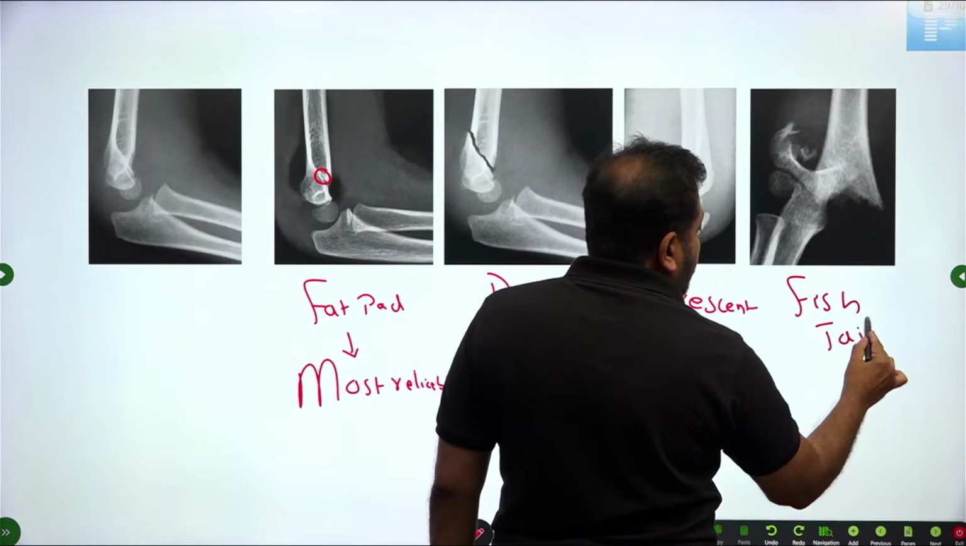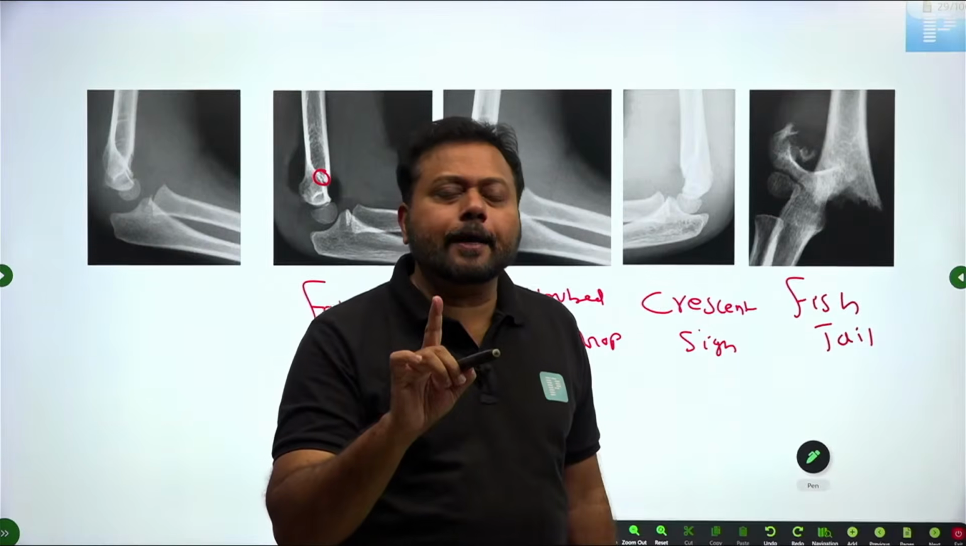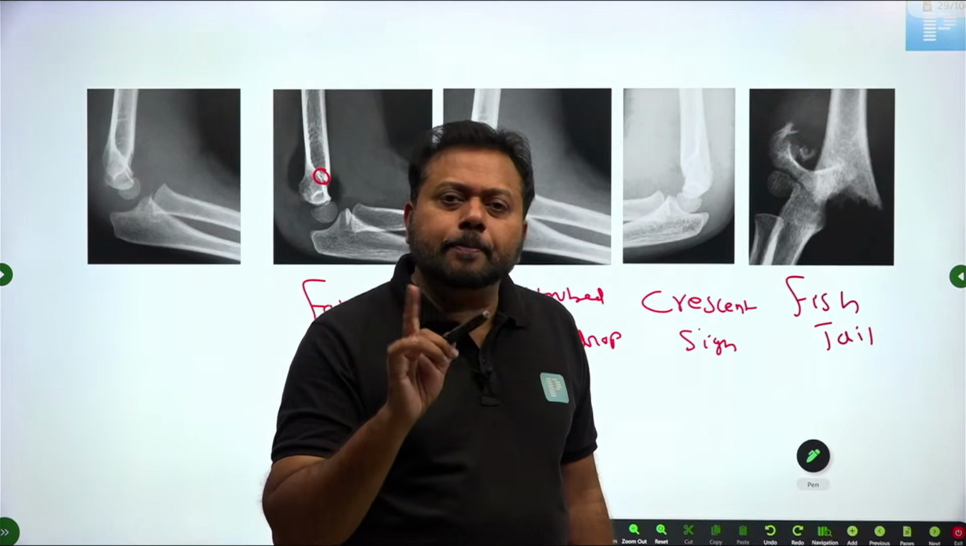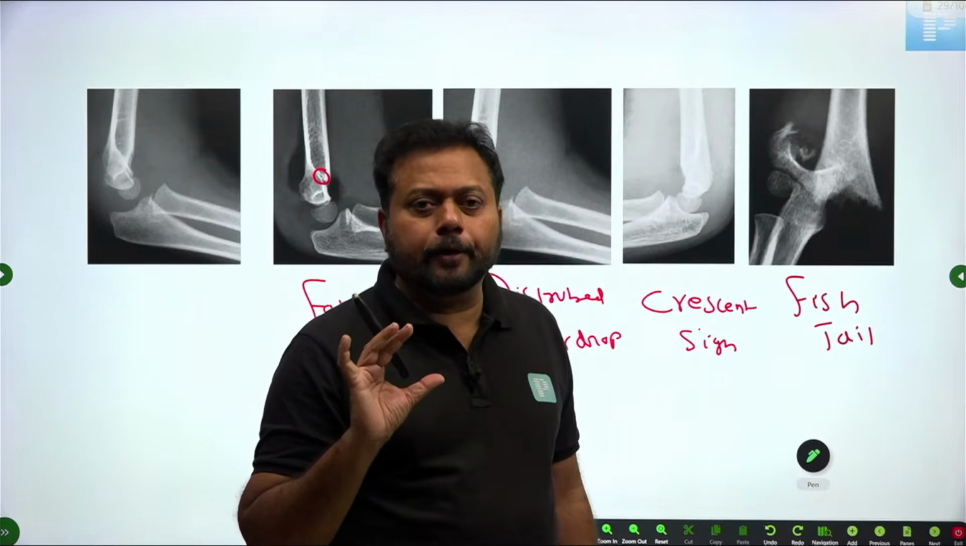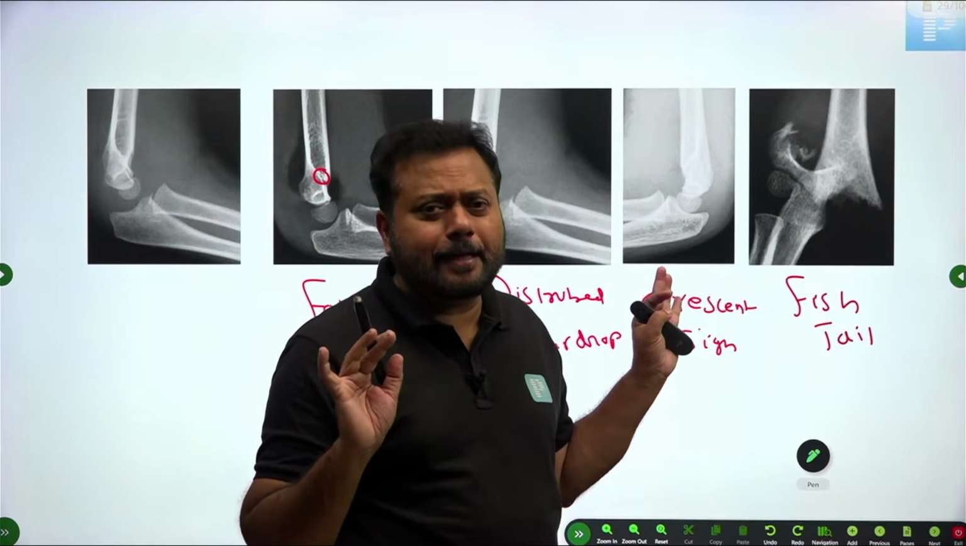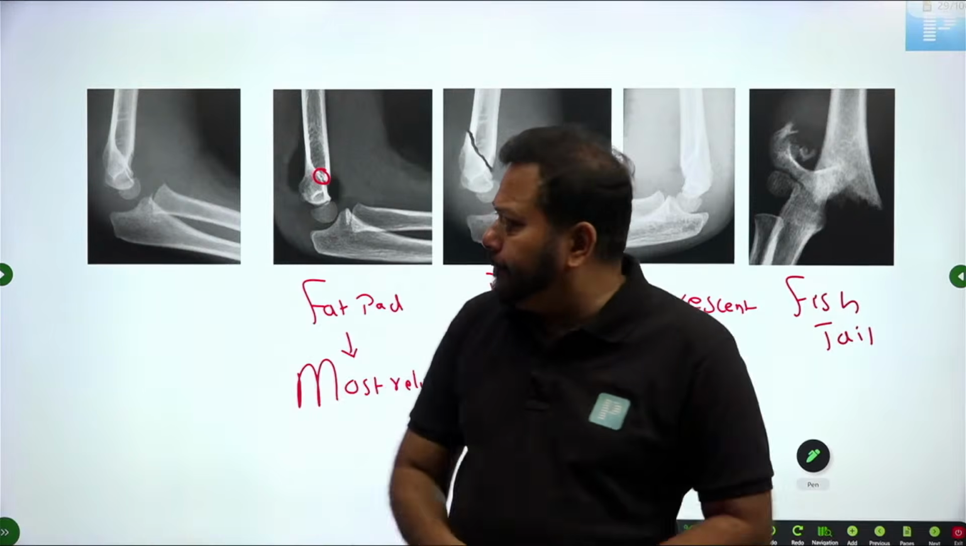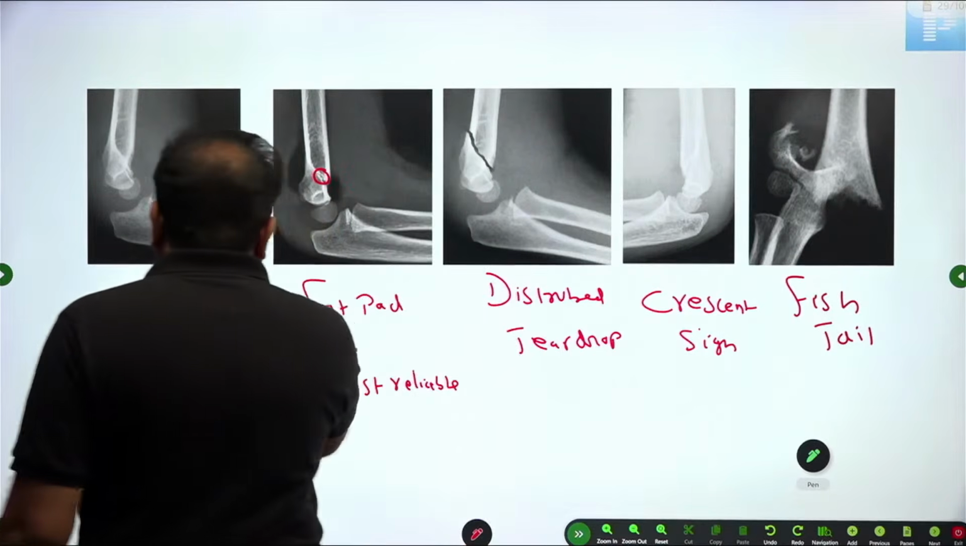This is called the fishtail sign. All four signs are very important. Surely they will ask you in image-based questions. They will give an image and ask you to find out what it is. Very simple, fishtail sign.